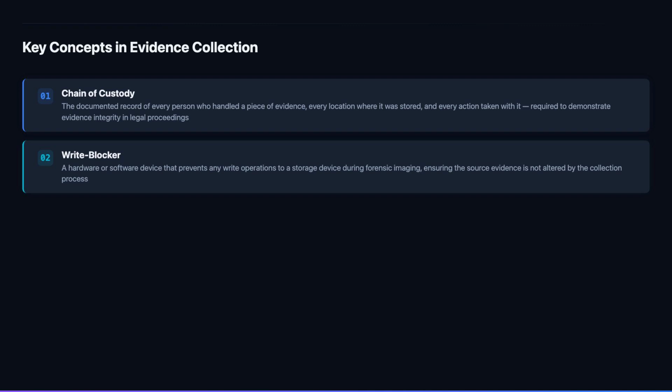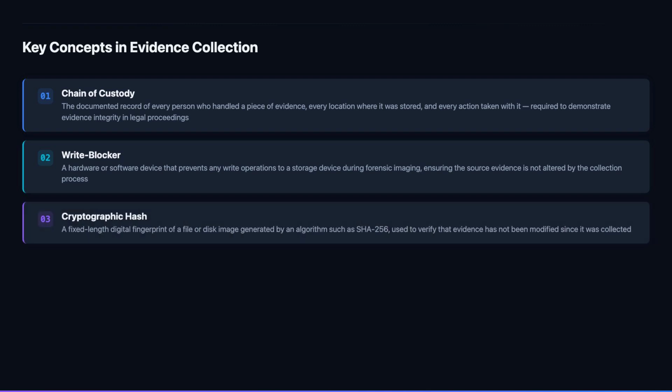This inadvertent modification, even if it does not affect file content, can undermine the integrity of the evidence and provide grounds to challenge its admissibility. Hardware write blockers are generally preferred for physical media because they operate at the device level regardless of the operating system. Software write blockers are available for situations where hardware write blockers are impractical.